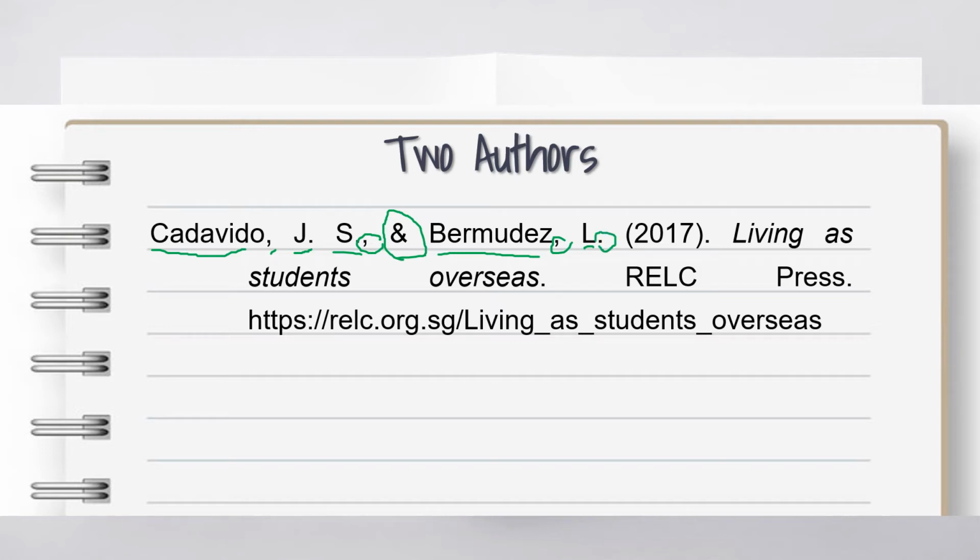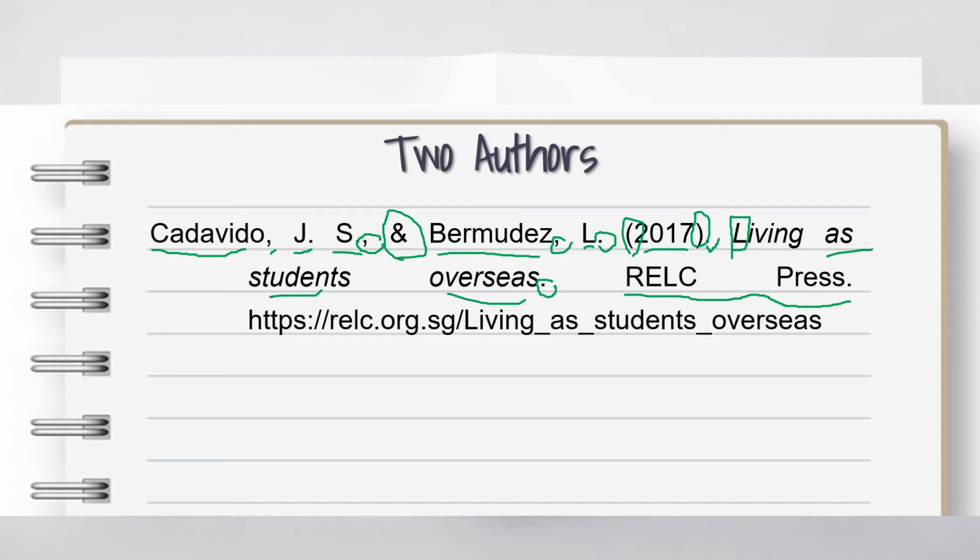Again, followed by the publication year, or the year of publication, which is 2017, inside the parentheses, and then mark it with a period. And then we have the title of the book, which is Living as Students Overseas. And again, we have to capitalize only the first letter of the first word, which is living, and then the rest of the words will be in small letters only, and then end it with a period. And then lastly, we have the name of the publication, which is Relk Press.